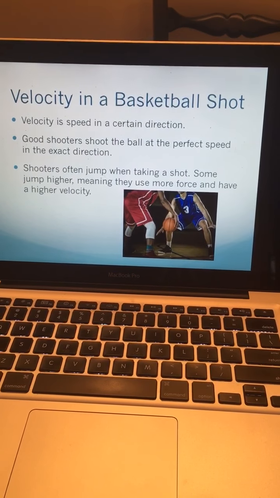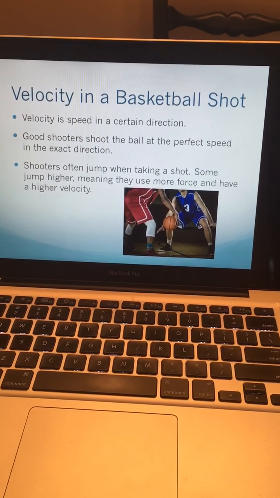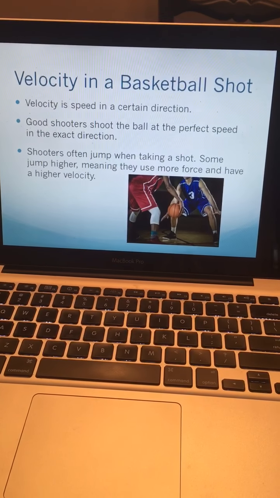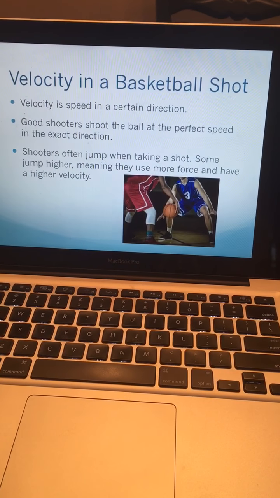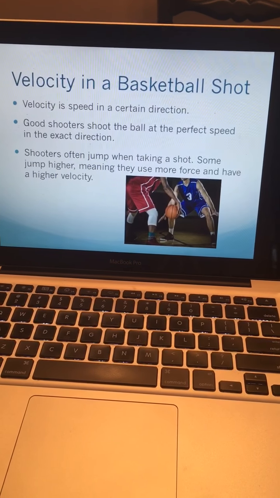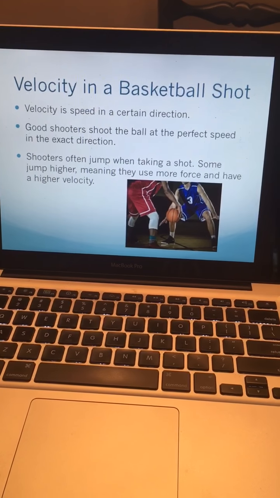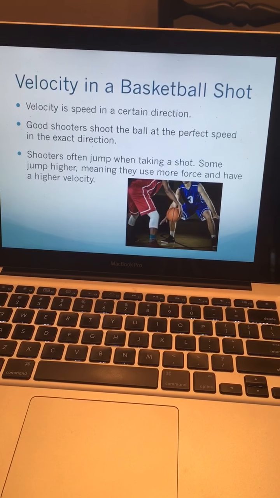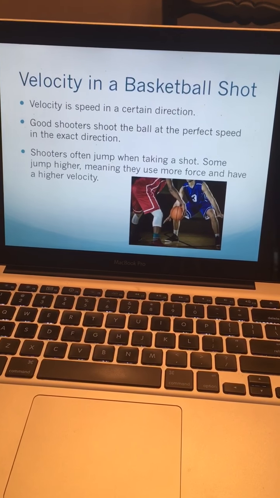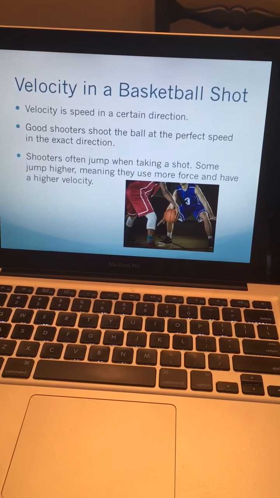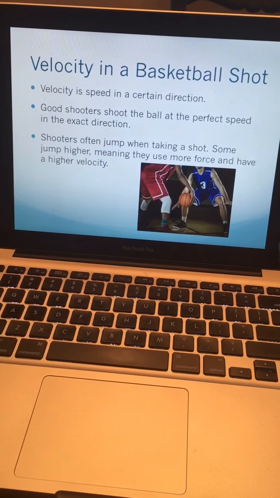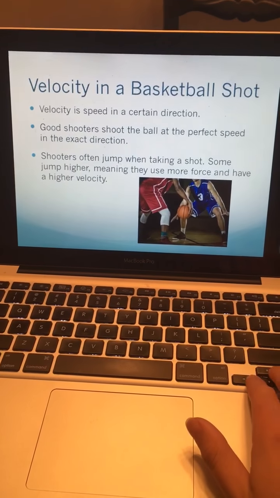A shooter also jumps when taking a shot, which is another way we see velocity in this part of basketball. Some shooters may jump higher, meaning they are using more force and have a higher velocity. Most also jump somewhat forward. However, those who jump significantly forward normally do not have a very good shot. It is important for shooters to land very close to the spot in which they were before the jump.